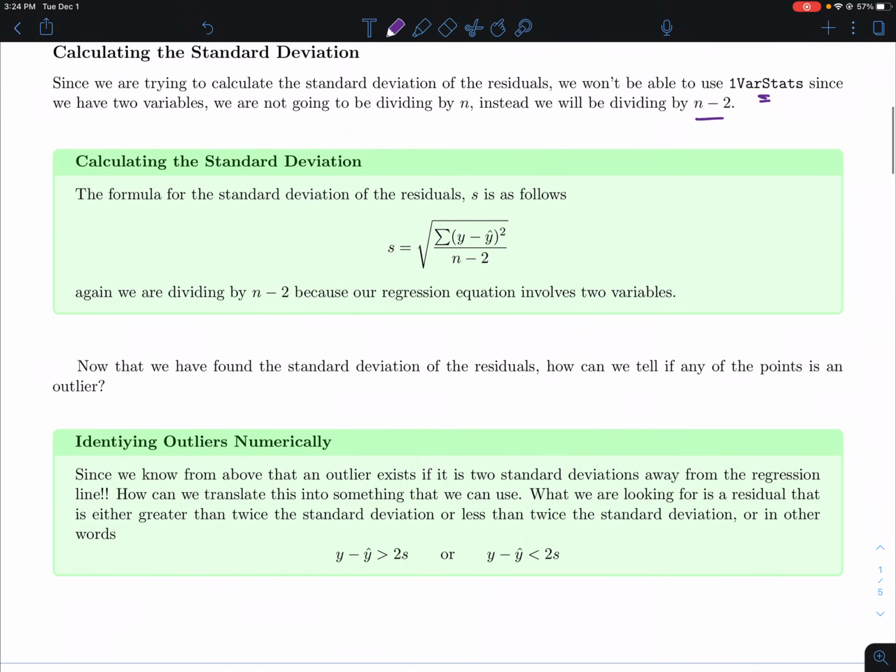So here's our formula for our standard deviation. S equals the big square root of the sum of those residuals, the y minus y hat, all squared, divided by n minus 2. Again, we want it squared because we want the positive values. And then we square root it to shrink it back down and make it the right size. And the n minus 2 again is our degrees of freedom because we've got two variables.